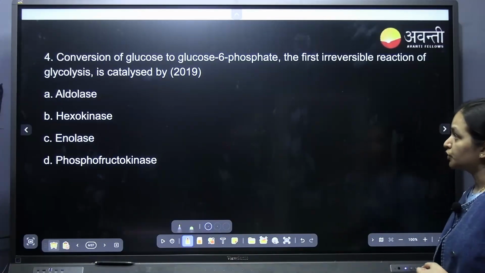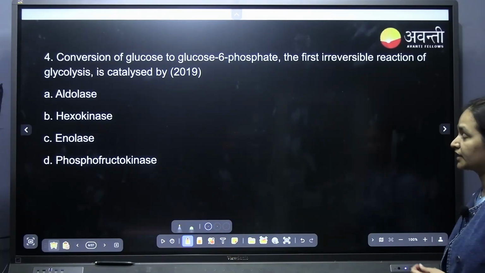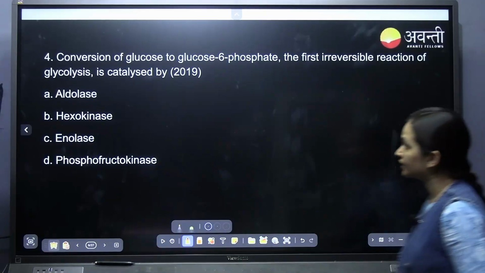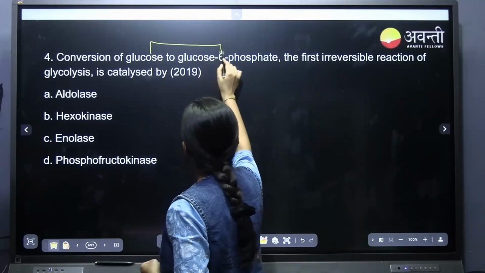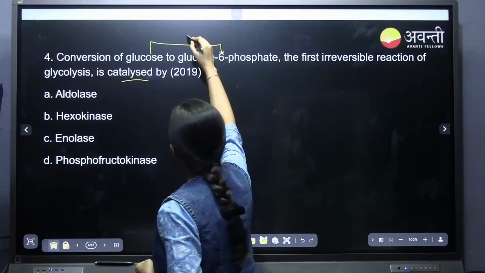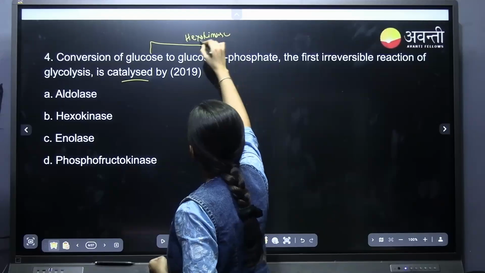Conversion of glucose to glucose 6-phosphate, the first irreversible reaction of the glycolysis, is catalyzed by hexokinase. Hexokinase is the enzyme.